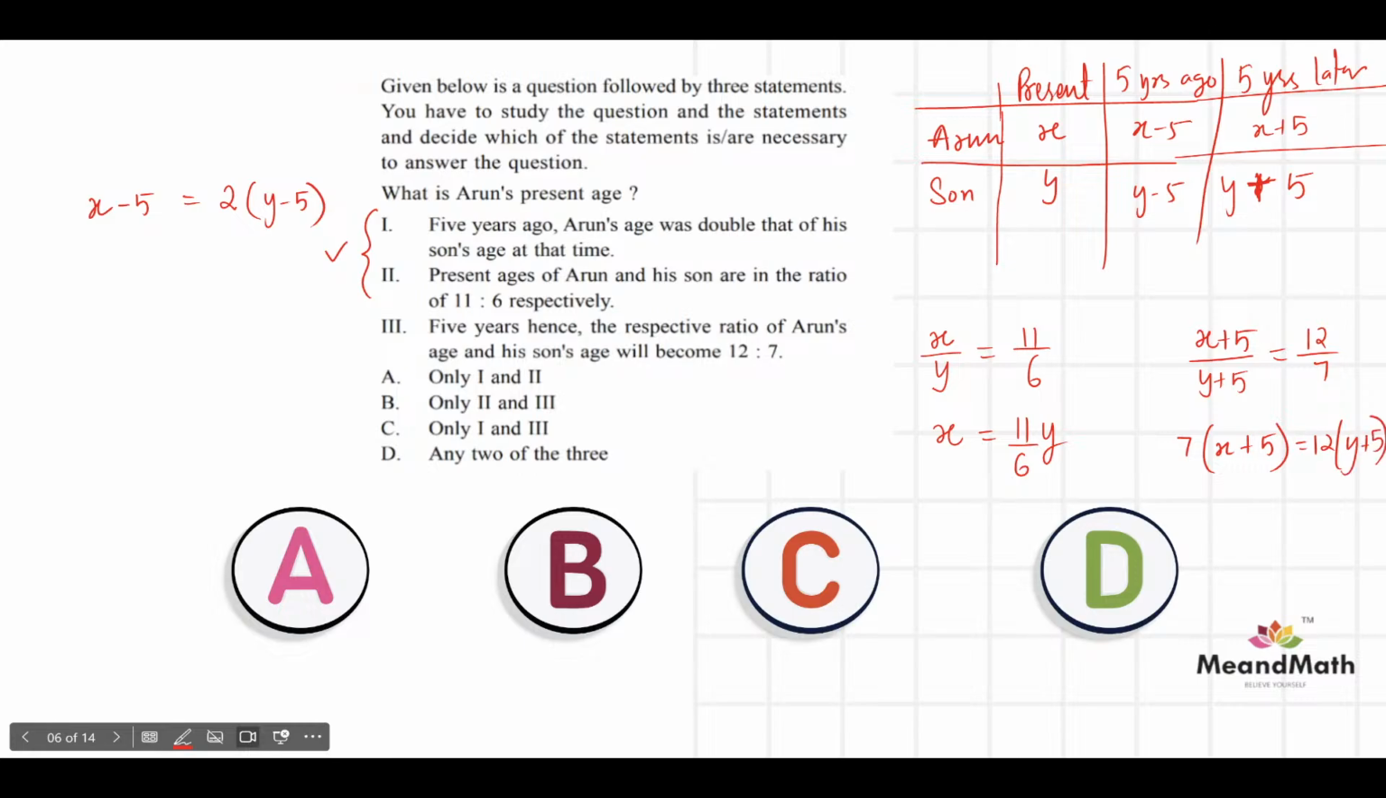So I think we can go with either of them, any two we need. So I would say any two of the three, that means D part, we are going to be using. They are not asking us to find Arun's age. They are asking us to just check with these statements which one is useful. That's it.